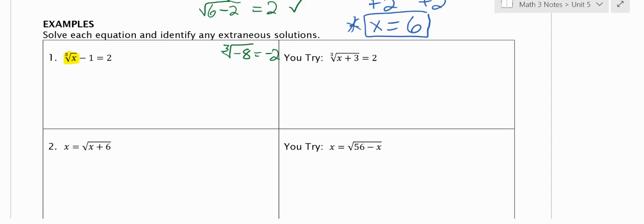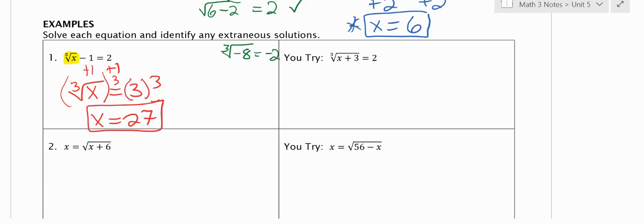So when I go ahead and solve this, I'm going to get whatever the radical is by itself. I'm going to add 1. I got the cube root of x equals 3. I'm going to do the inverse to both sides, the cubing to both sides. I get x to be 27. If I wanted to check my answer, if I do the cube root of 27 minus 1, does that equal 2? It actually does. So it checks out. That is a solution.